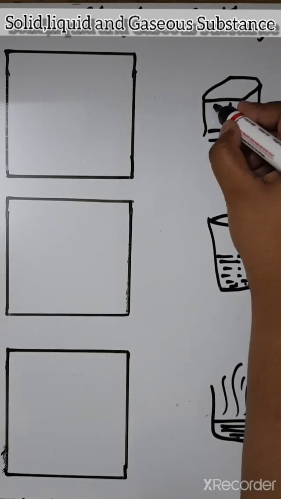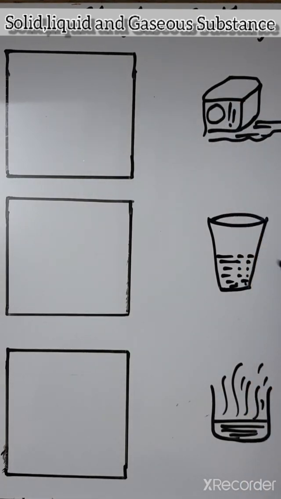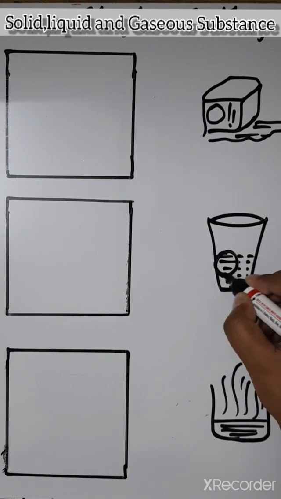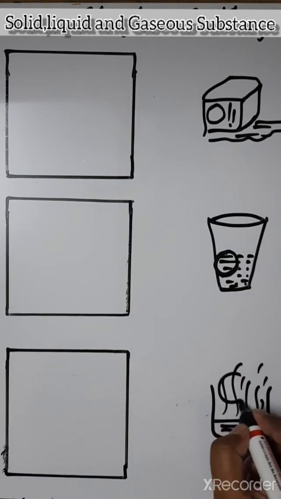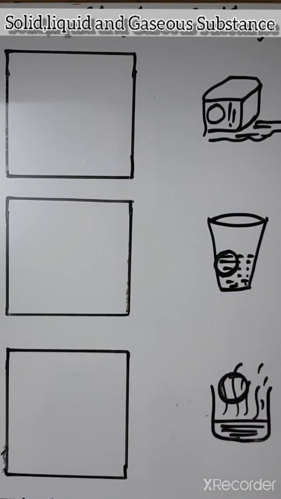This is a solid state. This one is a liquid state and this one is a gaseous state. Now why is water present in these three states? How does it form the solid state, why does it have the liquid state, and how does it have the gaseous state? Let us see what actually happens in their molecules.